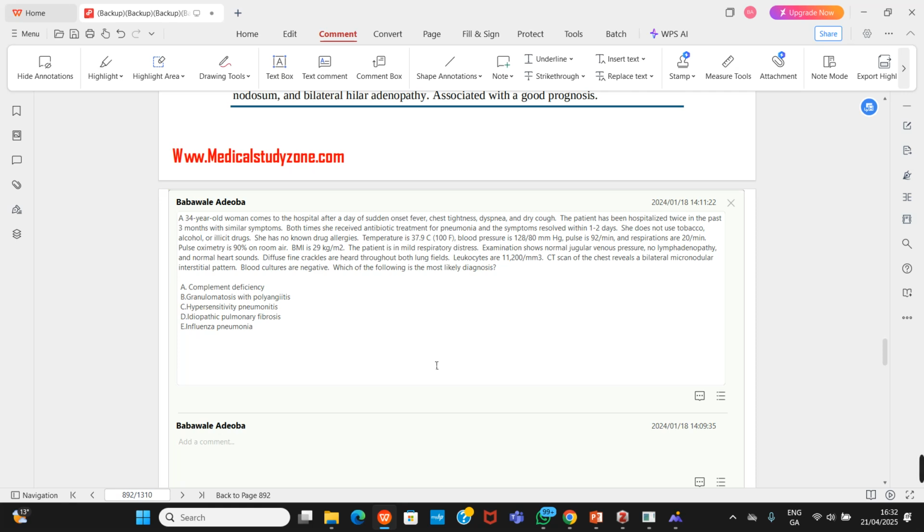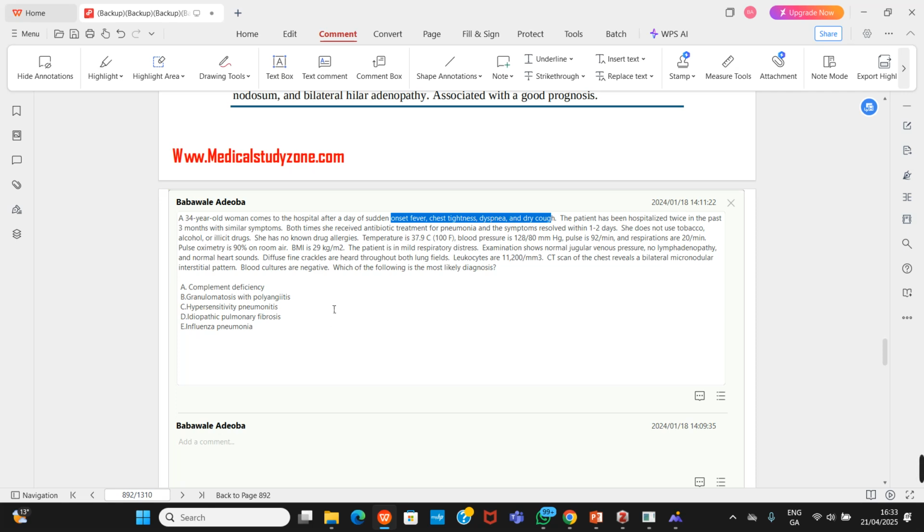Okay. Hypersensitivity pneumonitis. Why? Because of the acute nature of the onset of symptoms and the recurrent previous episodes that the patient had. Nice. What else supports it here? Leukocytosis. So if you look at the presentation, this is looking like asthma: fever, chest tightness, dyspnea, dry cough. But you can see that the wheezing is not there. So keep it already, it could be hypersensitivity pneumonitis.